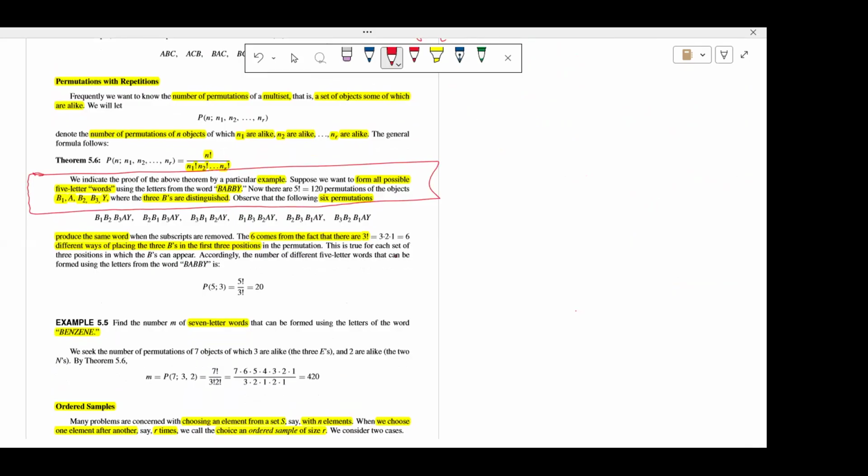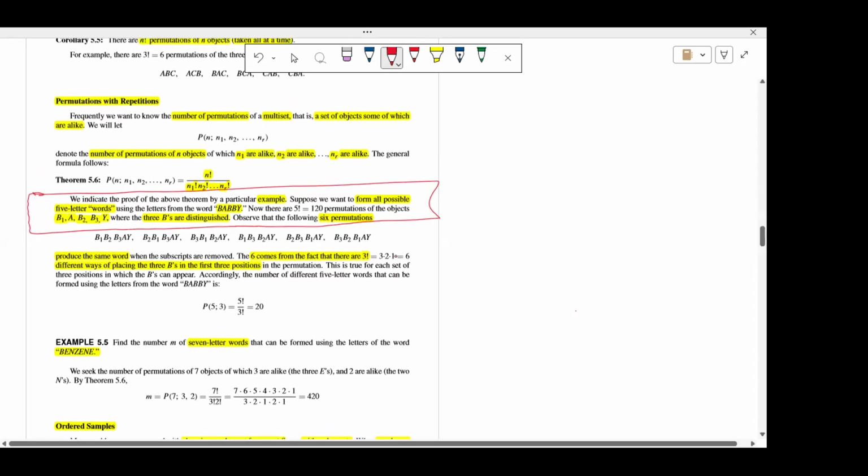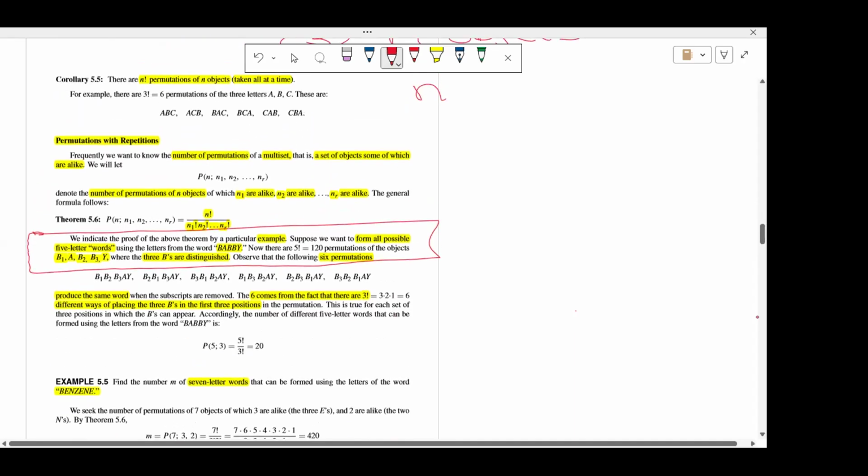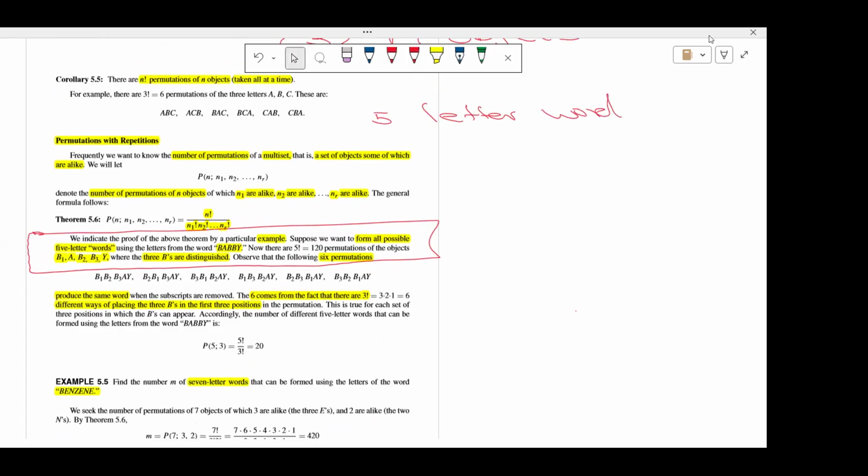This is the third type. We indicate the proof of the above theorem by a particular example. Now, what does this example say? They want to generate 5 letter words. So this question says they want to generate 5 letter words.